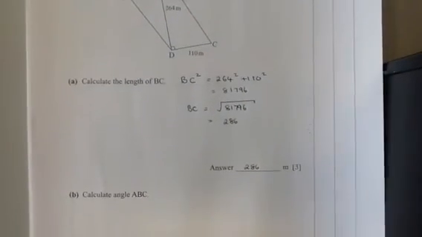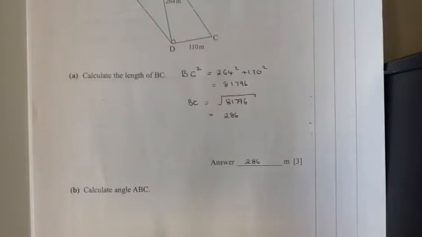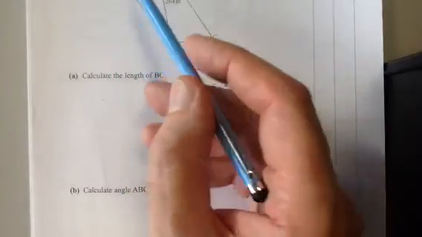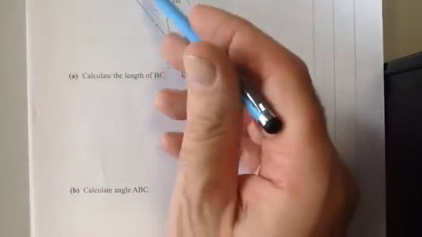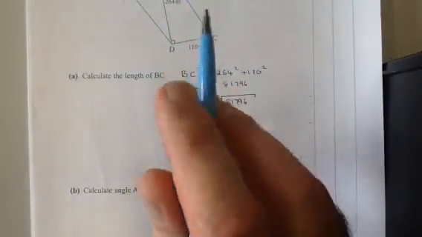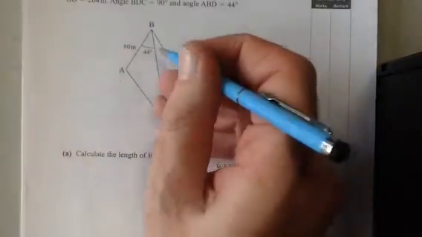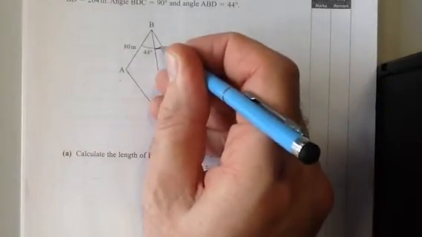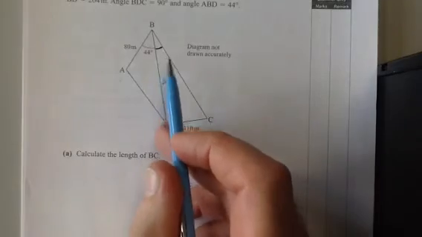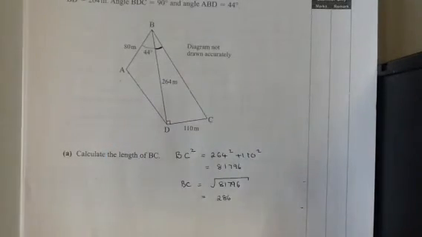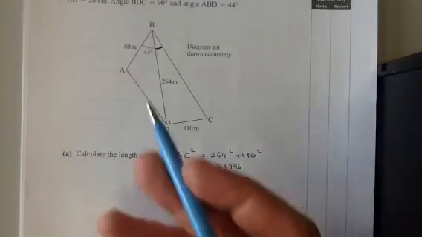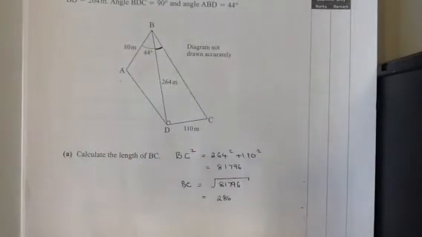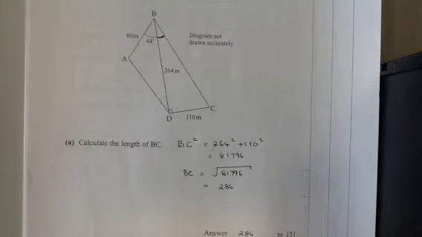Okay, the next part of the question asks us to calculate the angle ABC. Now you need to draw it out. A, B, C is this whole angle. So we know the first part of it is 44, so we're going to need to work out this angle. Again, as I said at the start, it's a right angle triangle here and we're looking for an angle, so this time we're going to use trigonometry.